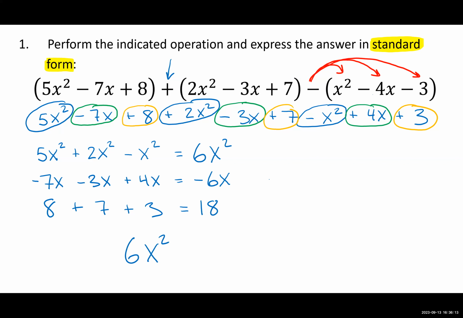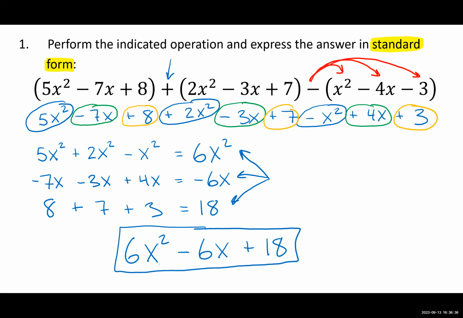I'm looking here, here, and here. All right, we combined all the x squares. We got 6x squared. Minus 6x. We combined all the x's. We got minus 6x. And we have a plus 18. So this is what we call standard form.